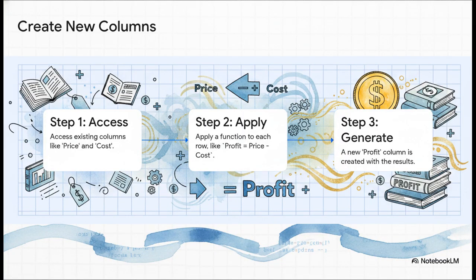It's also about making our data even better. For instance, we have the sale price and the cost of each book, but what we really care about is profit, right? Well, with Pandas, it's super easy. We can create a brand new profit column by simply subtracting the cost from the price for every single sale.